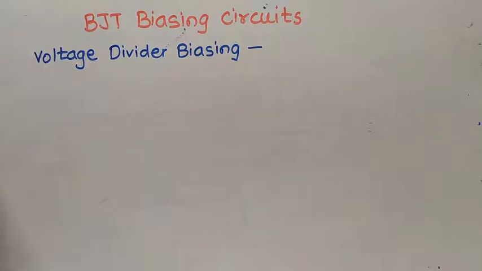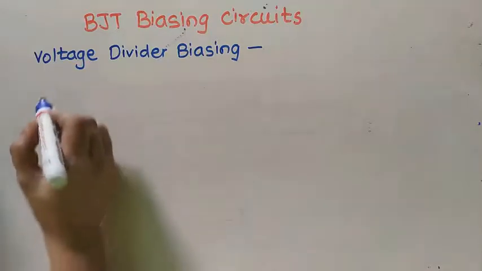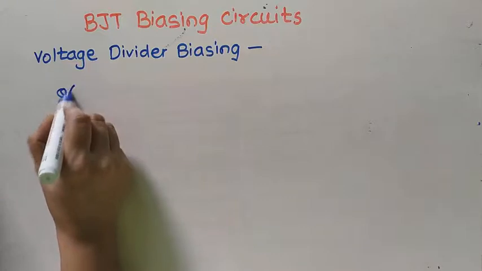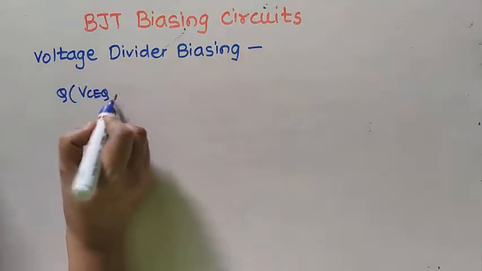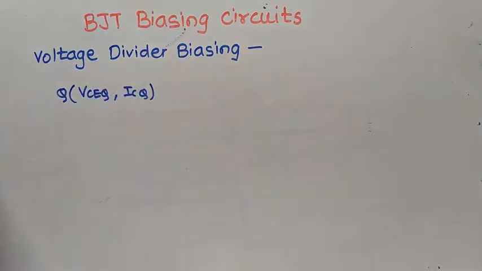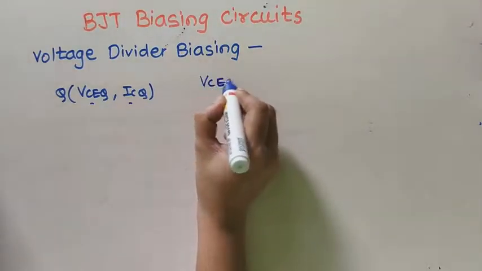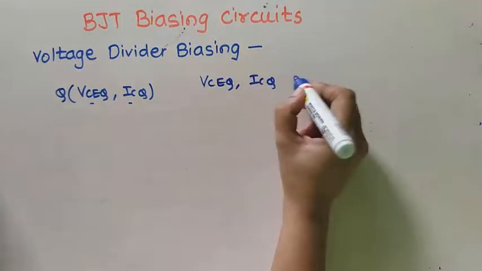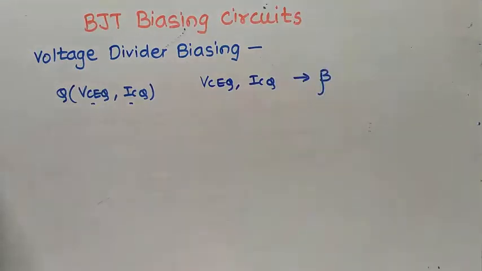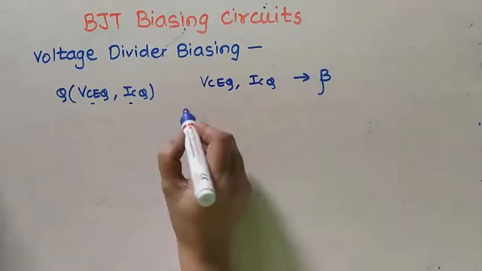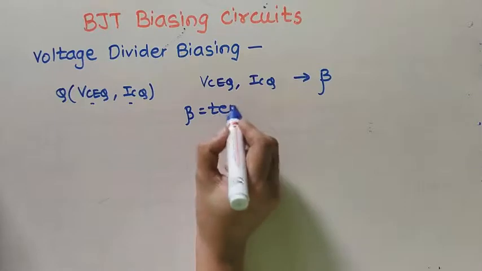So we have seen that the coordinates of Q point are VCEQ and ICQ, and in our previous biasing configuration the VCEQ and ICQ were the function of current gain beta of transistor. So VCEQ and ICQ are the function of beta, and this beta is temperature sensitive.